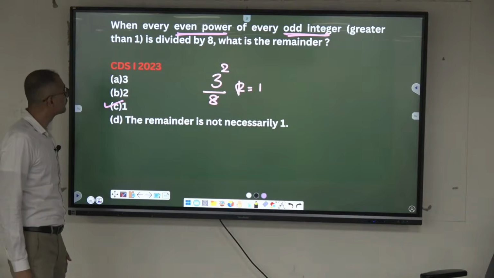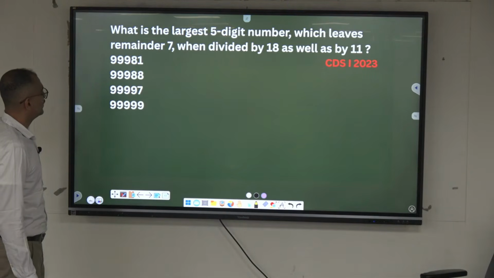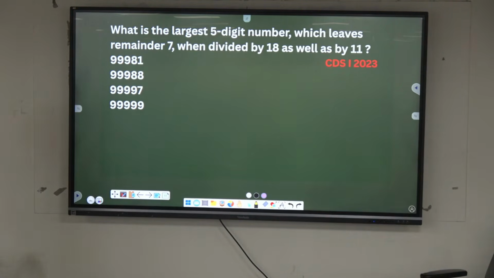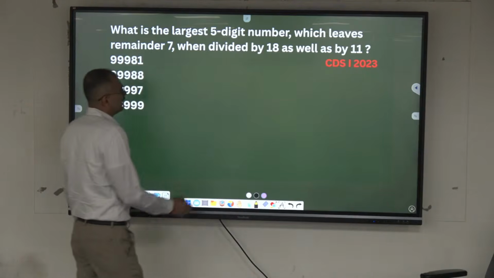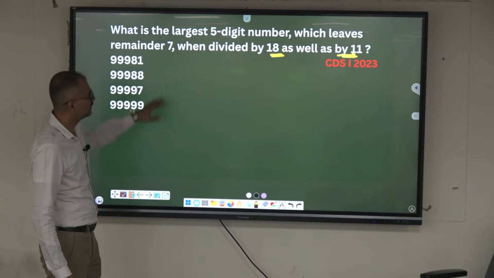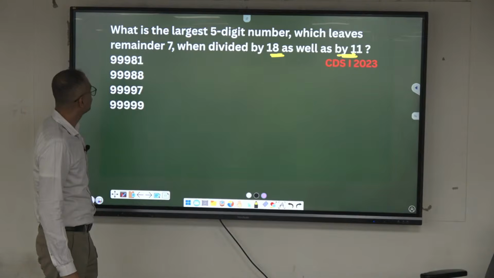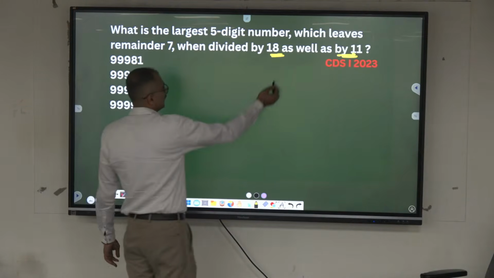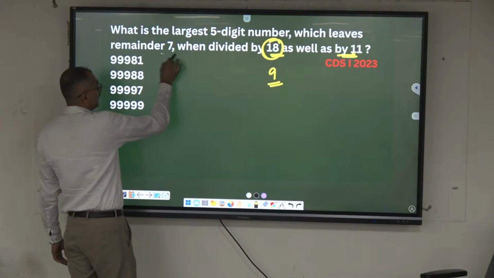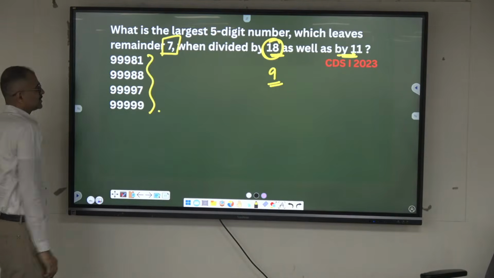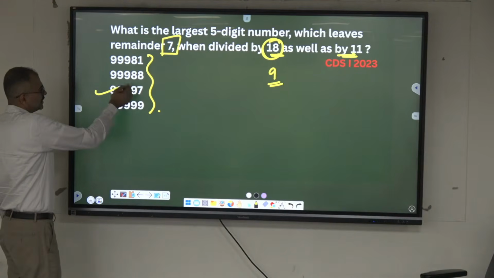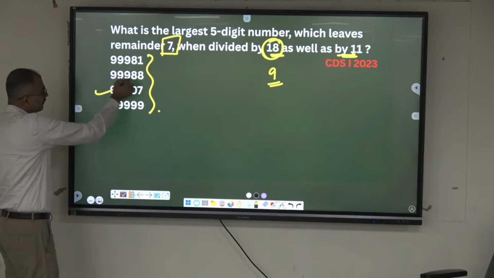You can check. What is the largest 5-digit number which leaves 7 remainder when divided by 18 as well as 11? Okay, take the LCM. Afterwards, take the largest and divide. Remainder has to be 7. A number which is divided by 18 has to get divided by what? 9 also. But when I am dividing this by 9, remainder has to be 7. Give me the number which leaves the 7 remainder. Isn't it this? 9999 cancels. 999, 8 plus 1, 7. This gives 7.